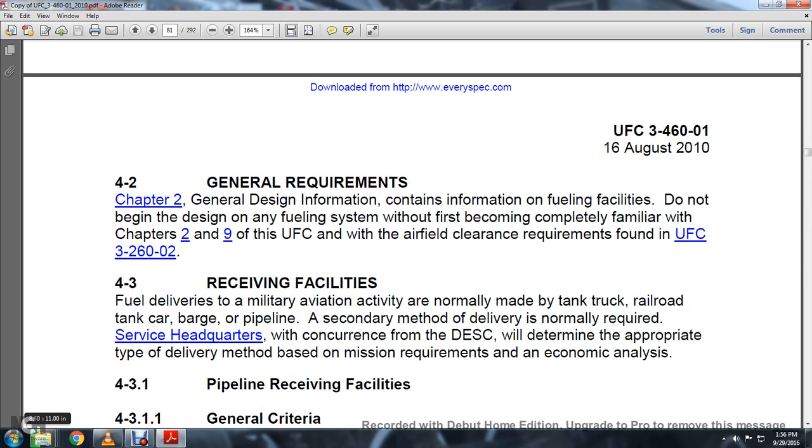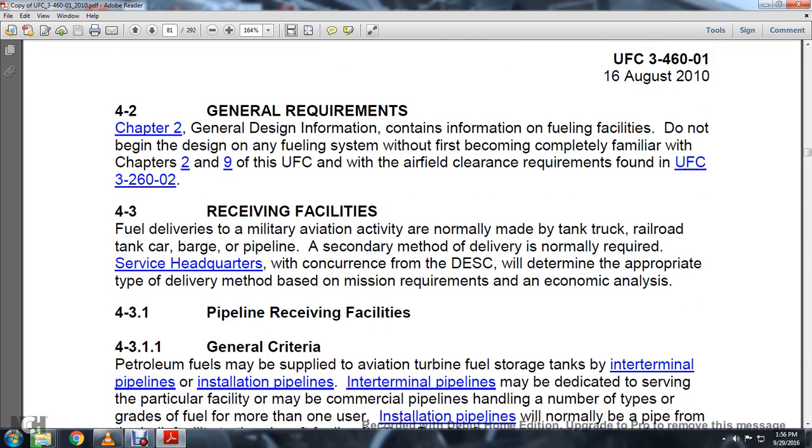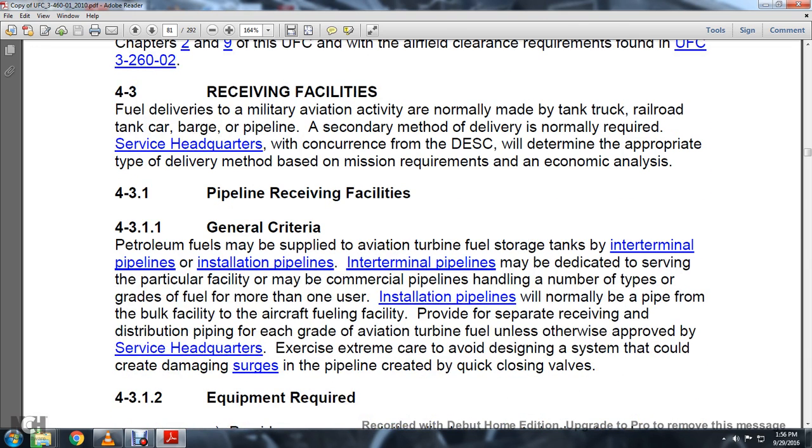4.3 Receiving facilities. Fuel delivery to a main aviation activity is normally made by tanker truck, railroad tanker car, barge, or pipeline. The method of delivery is normally required by service headquarters, which contact the Defense Energy Support Center to determine the appropriate type of delivery method for the base mission requirements and economic analysis. 4.3.1 Pipeline receiving facilities. 4.3.1.1 General criteria.